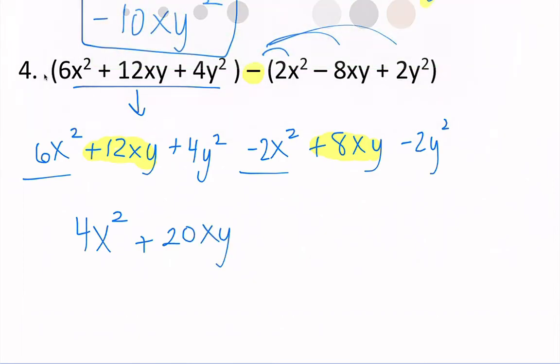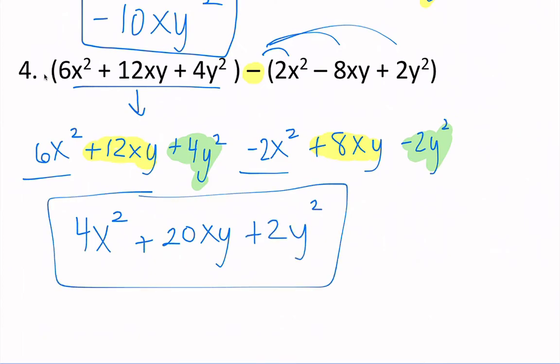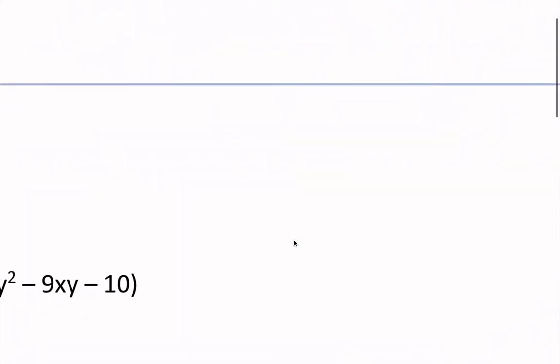And then finally I'm going to add up my y squareds. I have 4 here and a -2 here. So 4 plus -2 is a positive 2y squared. So notice I have 1, 2, 3 terms. That is a trinomial.